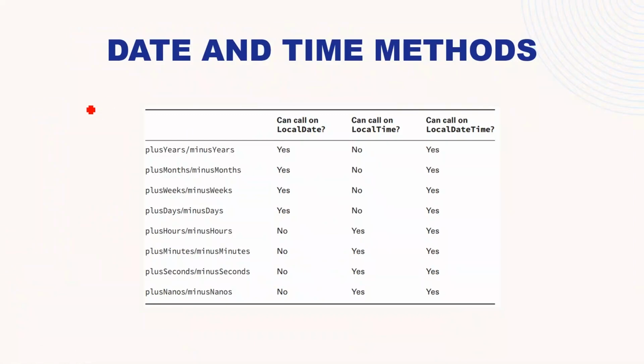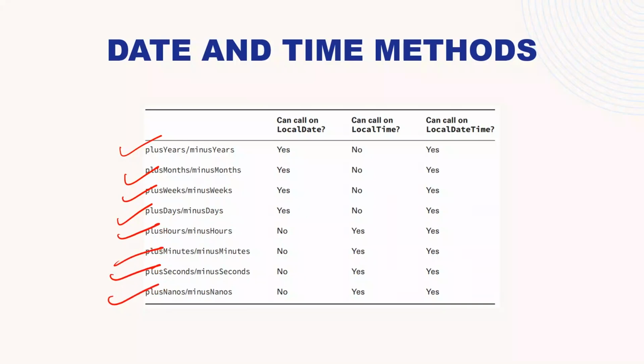So if you wanna use plusYears, it means that it will add years, or minusYears. Like if you wanna subtract, for example, 2 years from your instance, then you're gonna use this. Then there is plusMonths and minusMonths to add and remove months. plusWeeks and minusWeeks to add and remove weeks. plusDays, minusDays to add and remove days. Simple as that. plusHours, plusMinutes, plusSeconds, plusNanos.